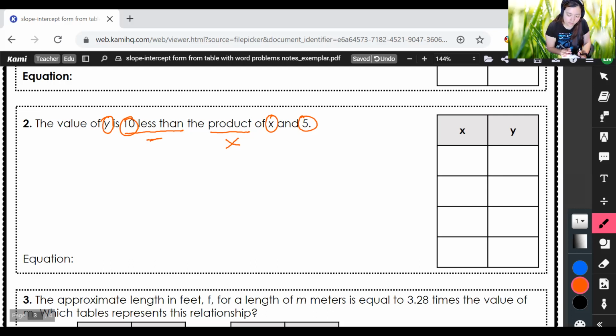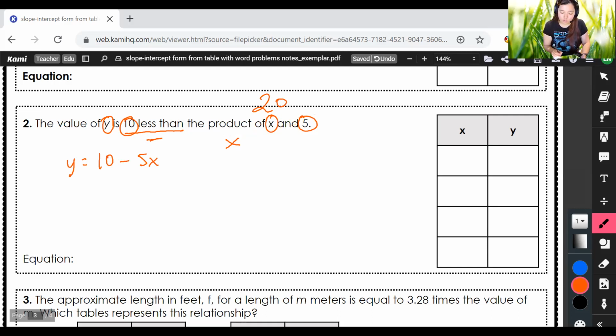However, this is where you have to be careful. You cannot write this as 10 minus 5x. This is not saying 10 minus. It says the value of y is 10 less than the product. So that means you have this product of 5 and x and you have 10 less than it. Like let's treat this like a number. Let's say that this is 20. The value of y is 10 less than 20. You wouldn't say 10 minus 20. You're saying 20 minus 10 because you have 20 and then you have 10 less than 20.